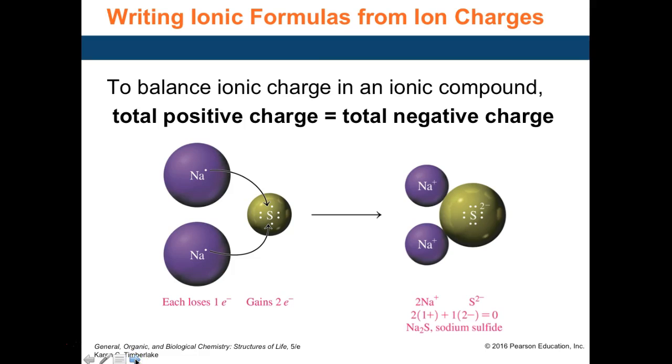So the key thing when writing formulas of ionic compounds is that the total positives should balance the total negatives, all right? So you have 2 Na+, and you need an S2-, and so 2 positives and 2 negatives balance out, and so the net charge is zero. All compounds are neutral. There is no charge in compounds, they are neutral.